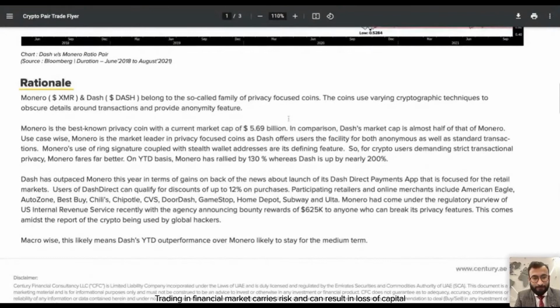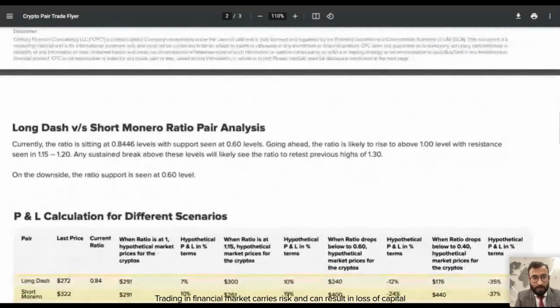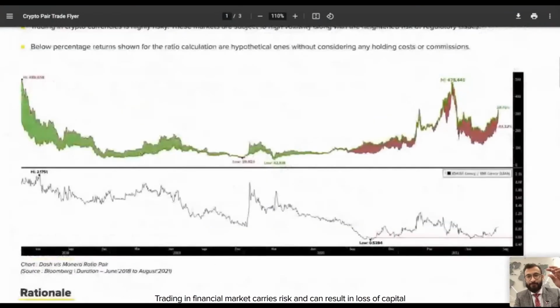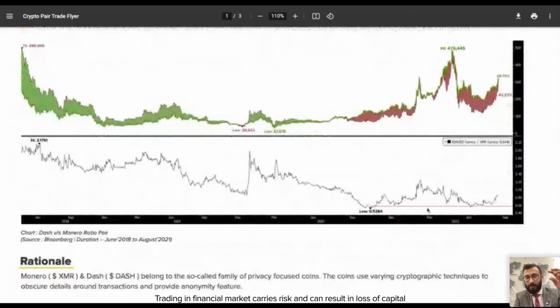Now comes the second leg of the strategy, the charts. Currently the ratio, which means the prices when divided, is sitting at 0.8446 levels. How do I know this? Look at this chart right here. Let me zoom this for you.